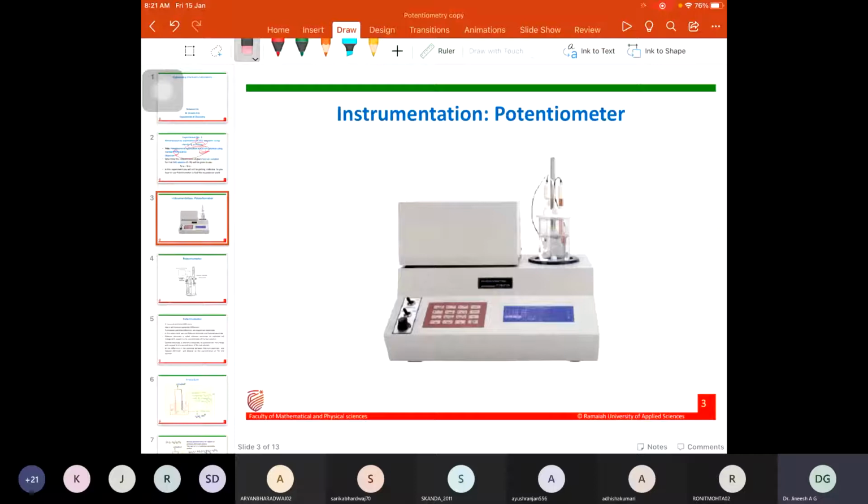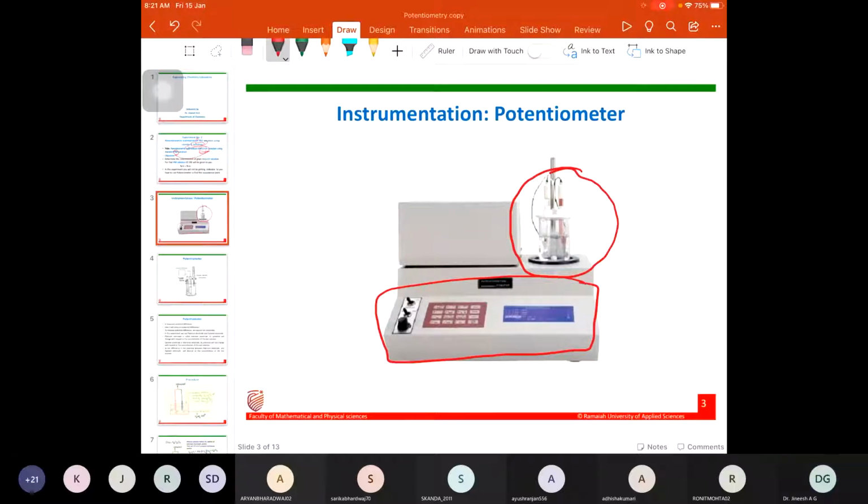So the instrument will look like this, similar to the conductometric instrument, the conductivity meter. This instrument also has two parts. You can see those parts here. One, a potentiometer along with a display unit. Here you can see two electrodes. One will be an indicator electrode. The second one will be a reference electrode.